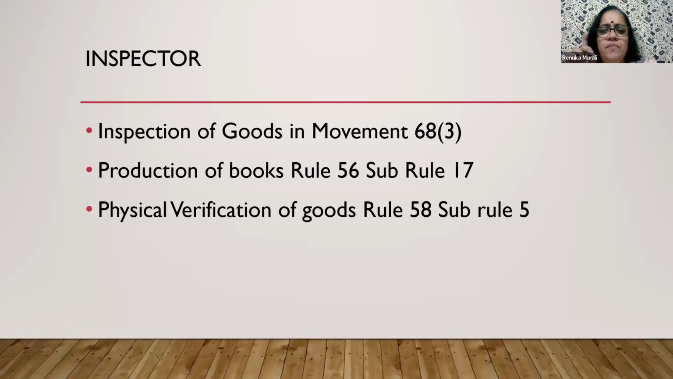He can ask for production of books, rule 56 sub rule 17. He can physically verify the goods, rule 58 sub rule 5. All these three things he can do, against which they will issue an MOV1 or MOV2. And when it comes to passing an order, and when it comes to the adjudication, he loses his rights. So as an inspector, he can do only these three things per se.